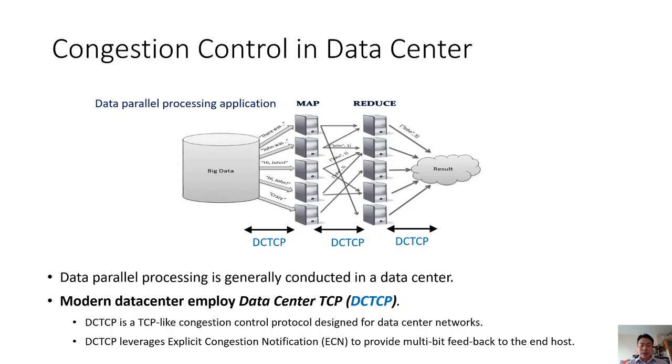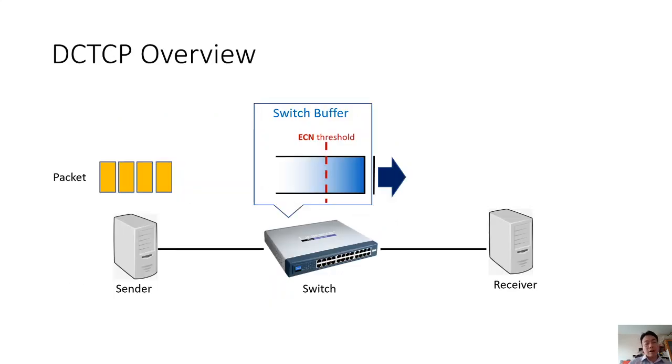The transport protocol that is usually used in the data center is DC-TCP, or data center TCP. DC-TCP is a flavor of TCP that is specifically designed or modified for the data center. So let me give a quick overview of DC-TCP.